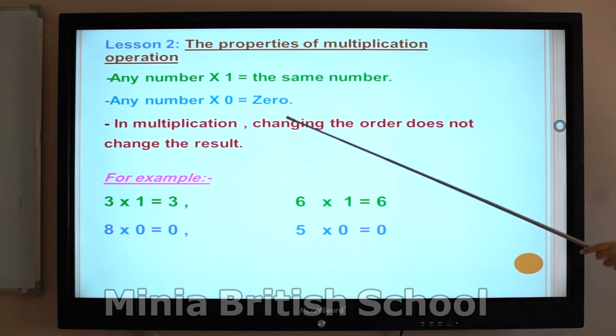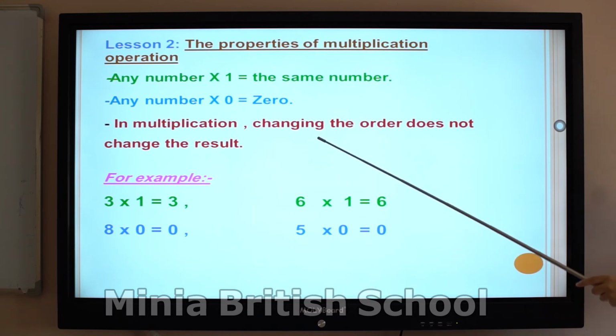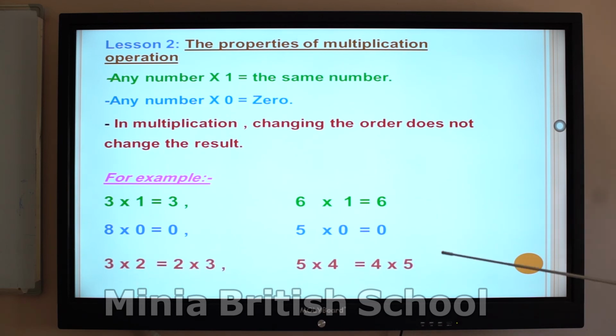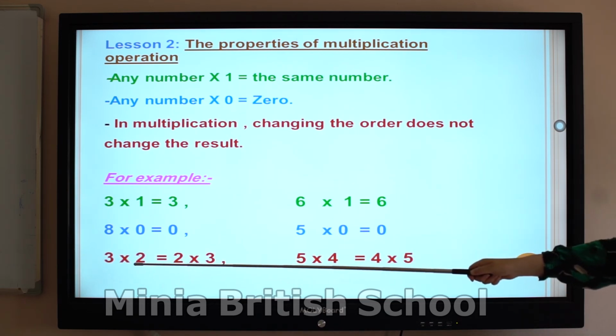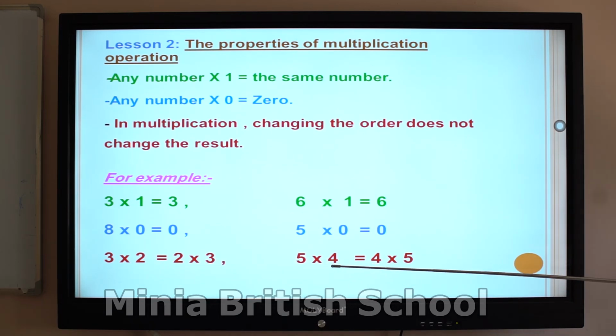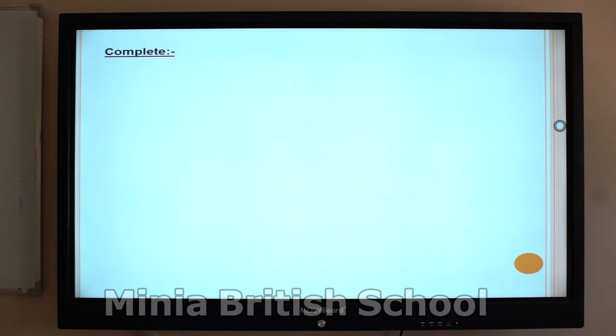Okay, the last one here, in multiplication, changing the order doesn't change the result. Like addition, so in multiplication and addition, changing the order doesn't change the result. Like here, 3 times 2 equals 2 times 3. 5 times 4 equals 4 times 5. 8 times 6 equals 6 times 8. Okay, these are the properties of multiplication.